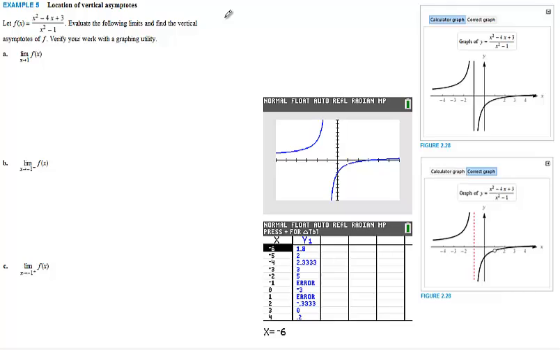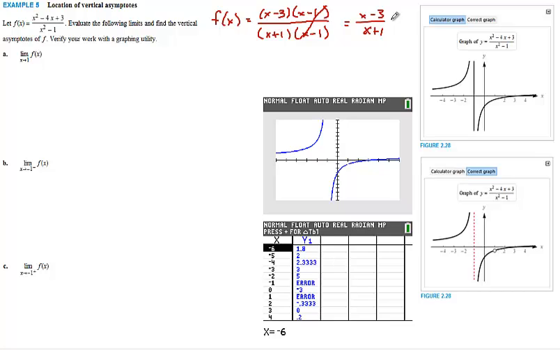I have a few graphs up here for you. We'll look at those in just a minute. We're going to find these limits analytically first. Of course, I want to factor this thing. That would be x minus 3, x minus 1, all over x plus 1, x minus 1. I see that this right here is going to cancel, leaving me with x minus 3 over x plus 1.